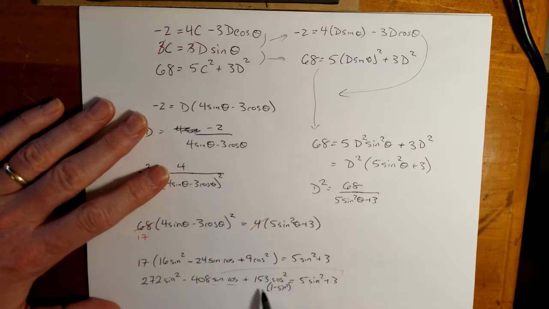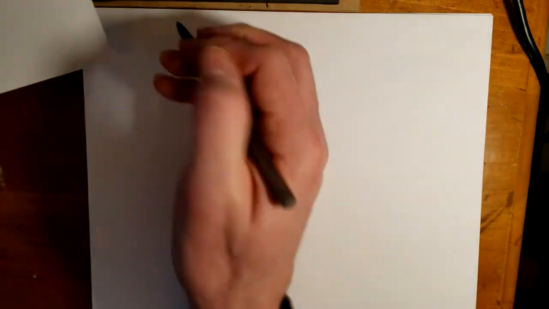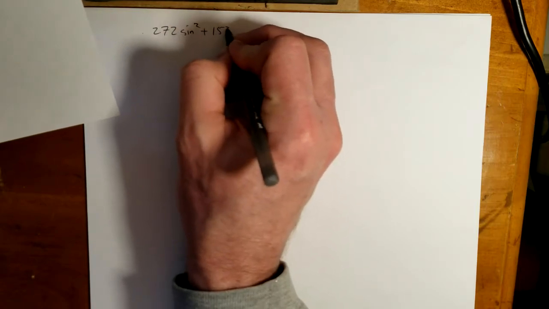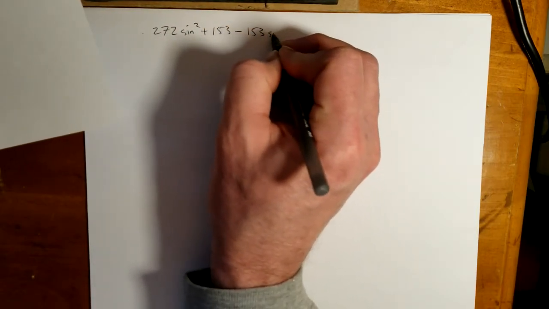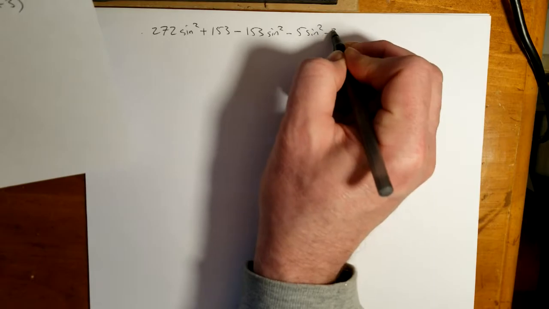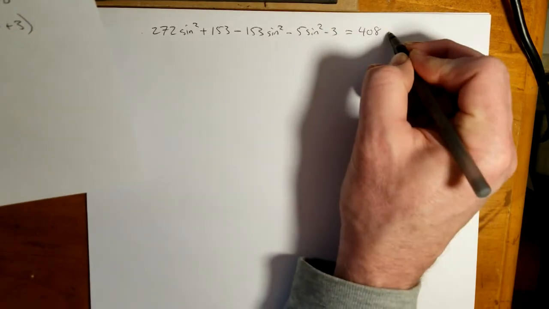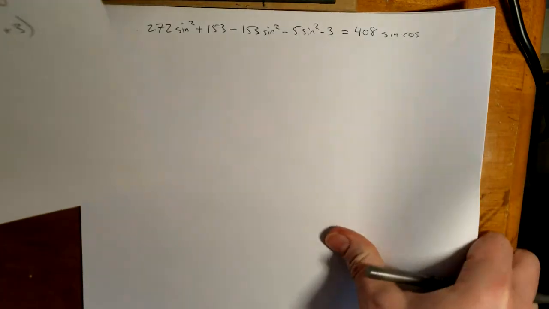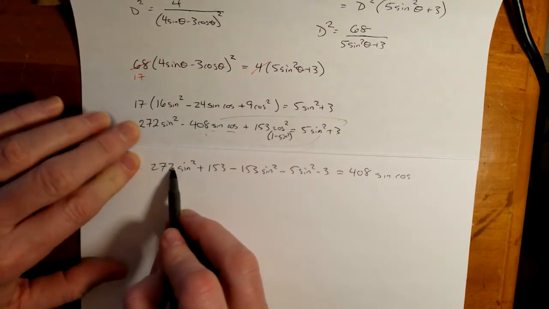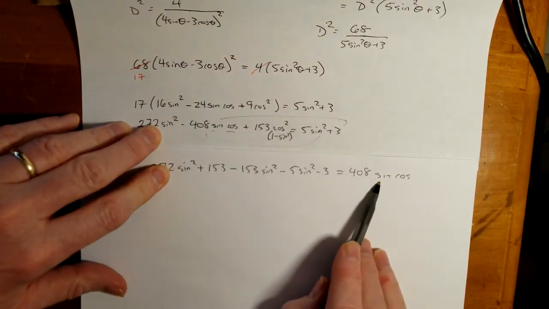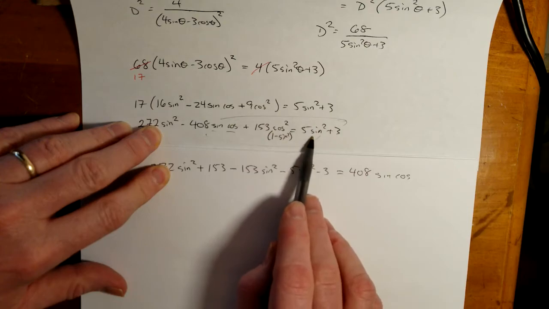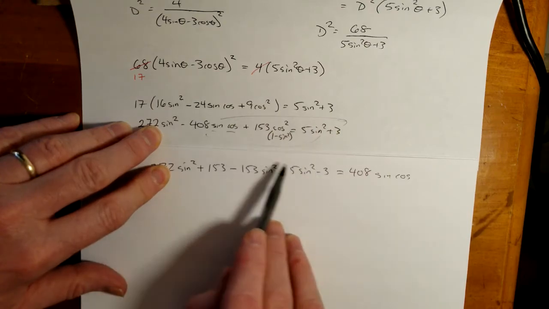So I'm going to bring this over to the other side, distribute that, and bring this over to here. And so I have 272 sine squared plus 153 minus 153 sine squared minus 5 sine squared minus 3 equals 408 sine cosine. Let's put those side by side again, just to make sure they're looking right. This stays the same. This one we brought over to the other side, so that's why it's positive. The 153 times 1, 153 times sine squared, and then brought this over to the left side, so that's why that's negative. Brought the 3 over, that's why that's negative.